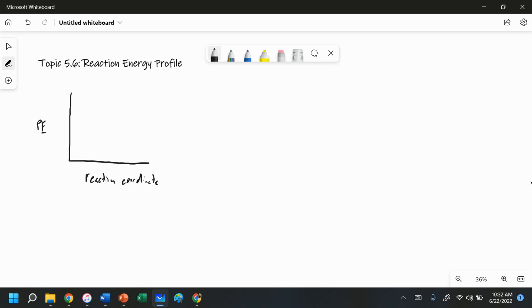And so we're going to start with the relative energy of the reactants. They're going to be at some level on this potential energy. So for this particular reaction energy profile, I'm going to write the energy of the reactants up here at the top. The reactants are always on the left side of the reaction coordinate.